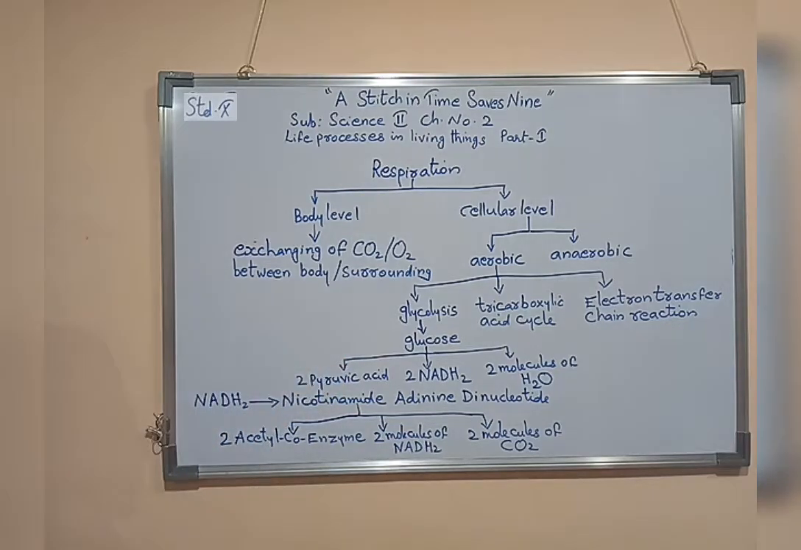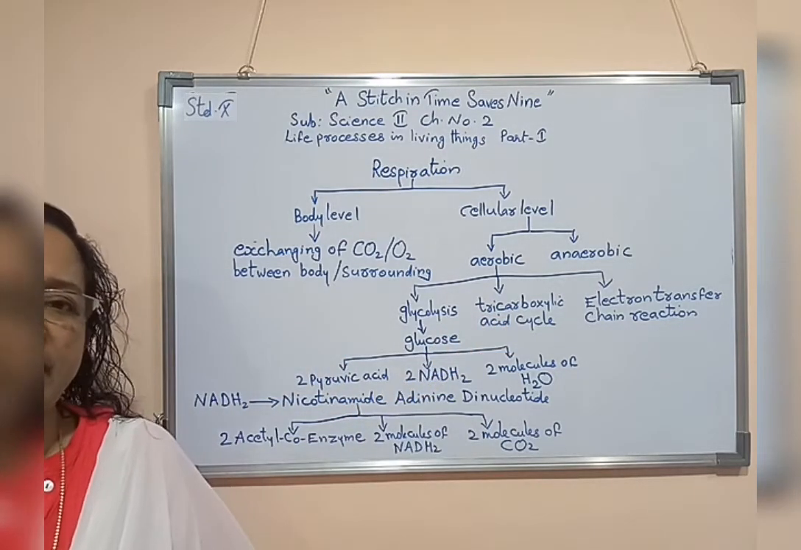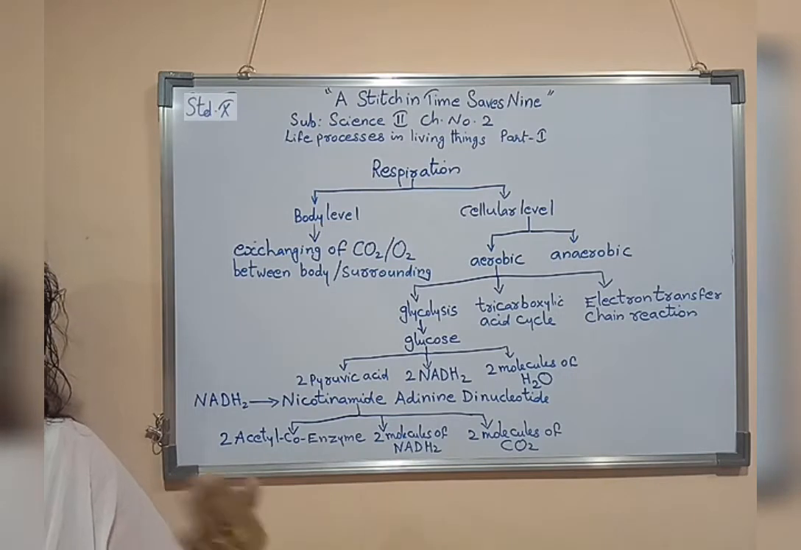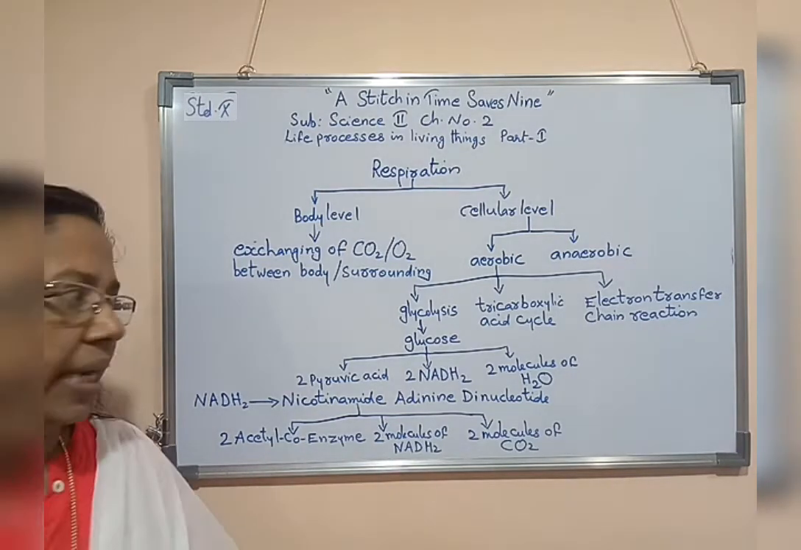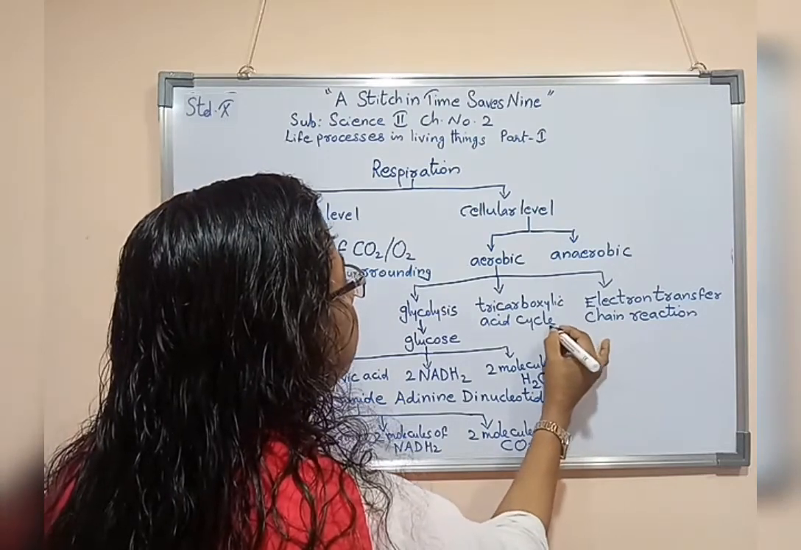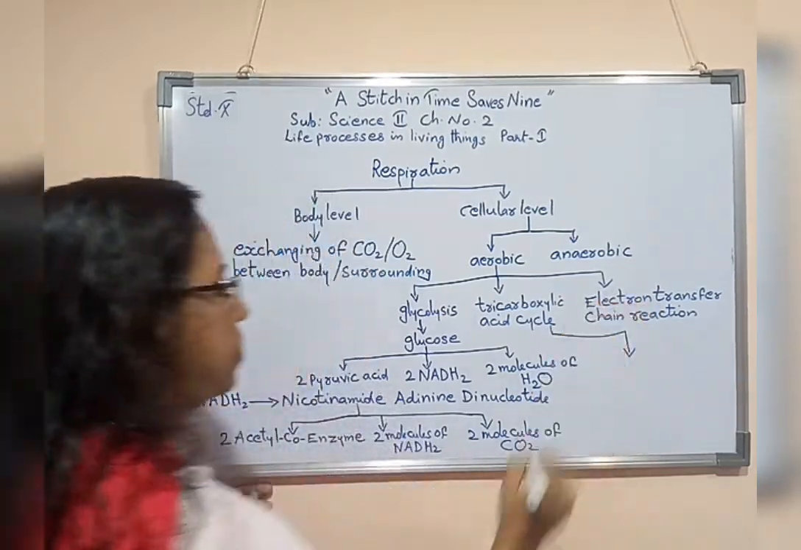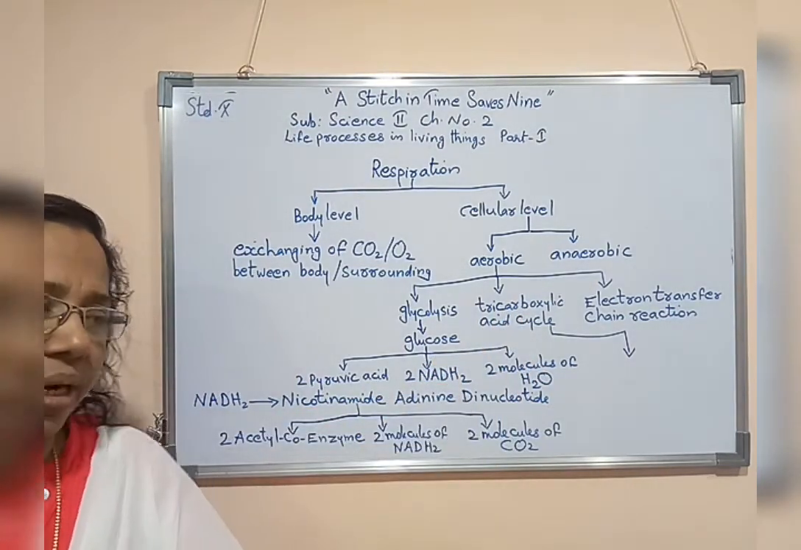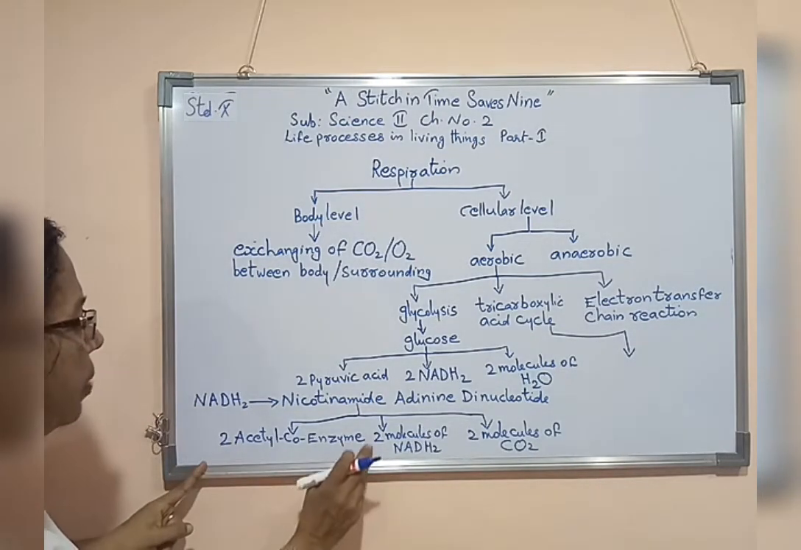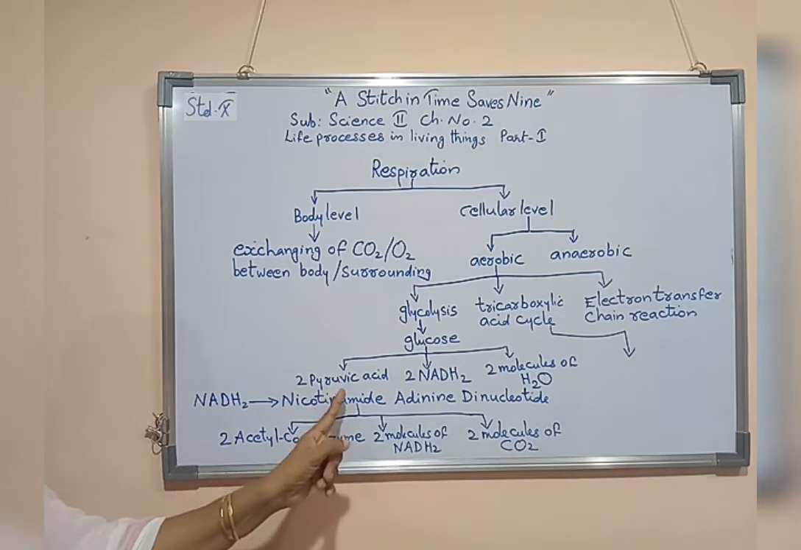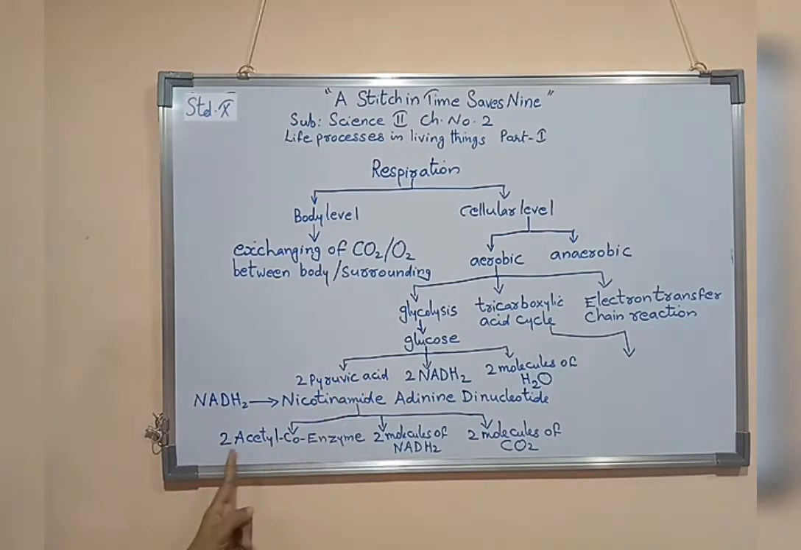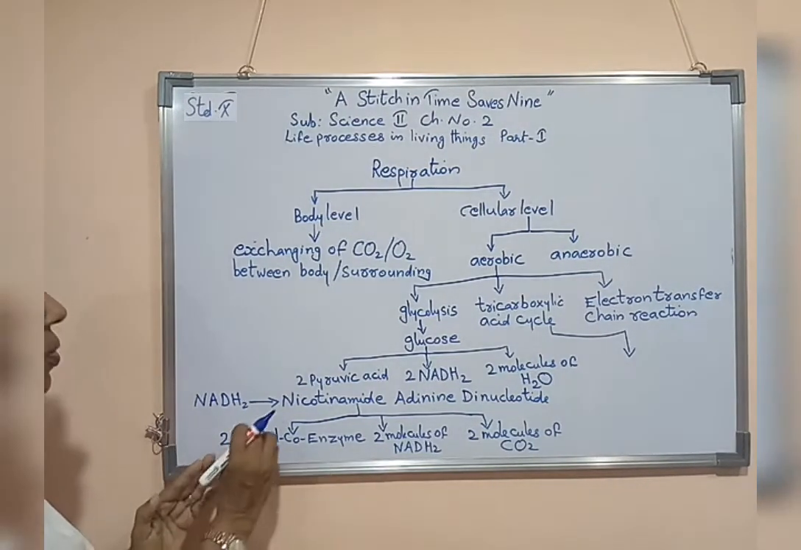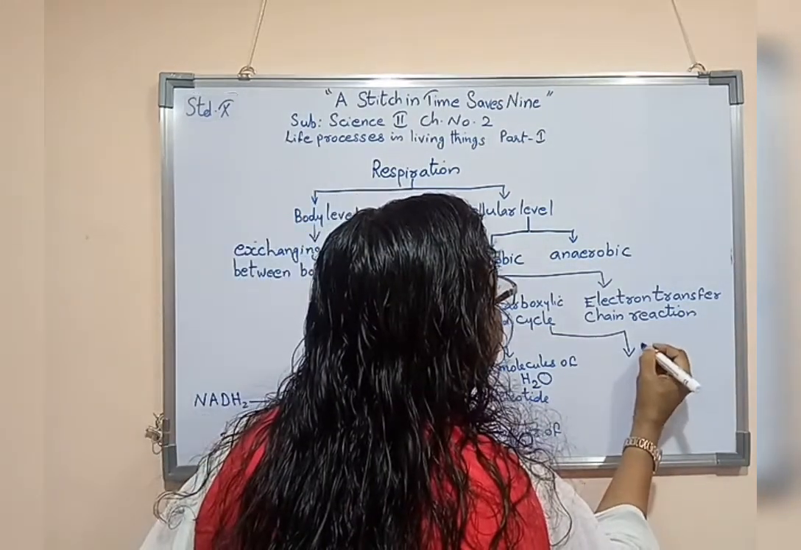Now, the next step is the tricarboxylic acid cycle. This tricarboxylic acid cycle is taking place inside the mitochondria. As a result of the splitting of pyruvic acid into 2 molecules of acetyl coenzyme, these molecules will enter into the mitochondria.